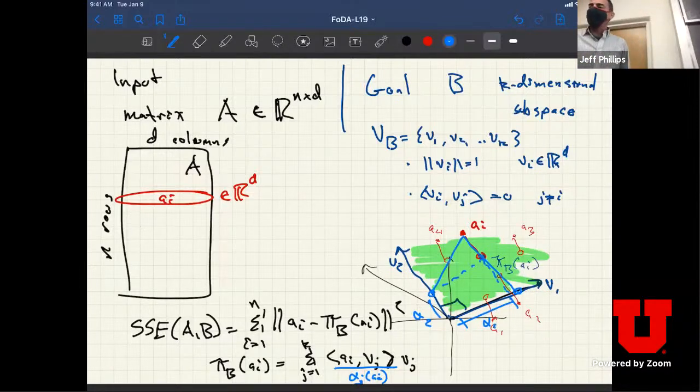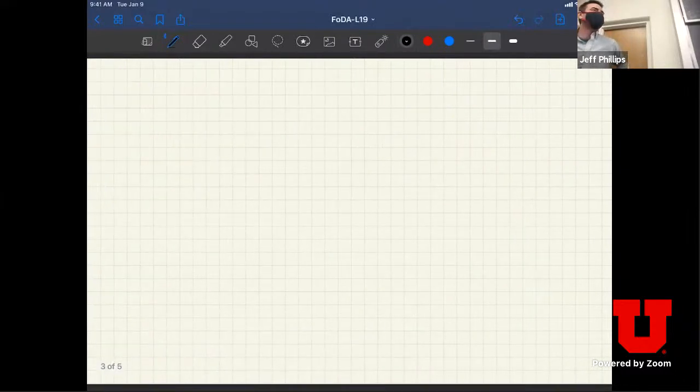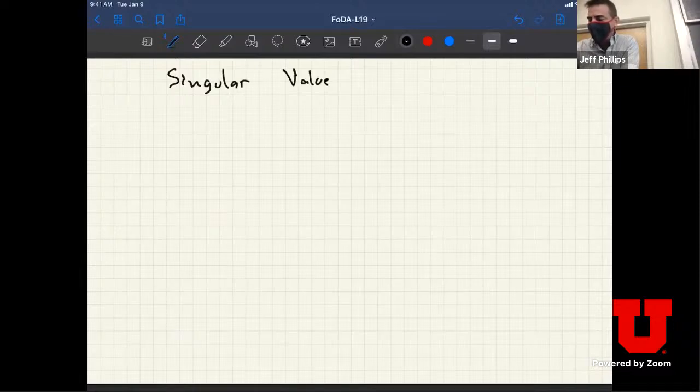All right, great. So this is the goal again. And how we're going to approach this, the right way to think about this, is through a method called the singular value decomposition.